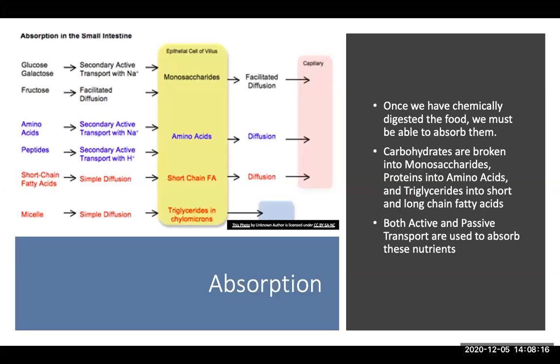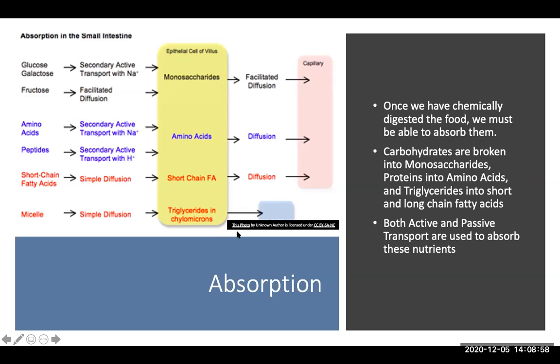So, absorption: once we have chemically digested the food, we must be able to absorb it into the capillary. Carbohydrates are broken down into monosaccharides, which are single sugars. Proteins are broken down into amino acids, and triglycerides into short and long fatty acid chains. Both active and passive transport are used to absorb these nutrients, which you'll learn a little bit more about in physiology. But basically, the small intestine breaks food down into its molecular components, and then absorbs it through the epithelial cells of the villus, and then through diffusion into the blood capillaries.